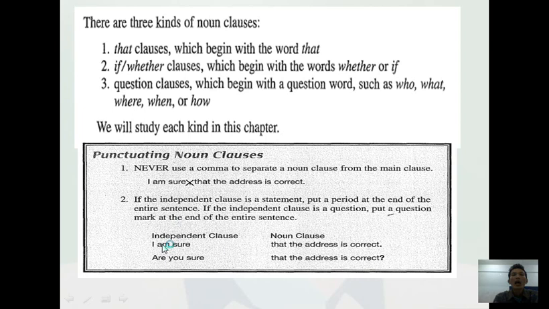For example, I am sure that the address is correct. Are you sure that the address is correct? It is not like the noun clause, I'm sure the address correct is. No. Or, are you sure that is the address correct? It's better that you change the word is to the front, not behind. Are you sure that the address is correct? Okay.